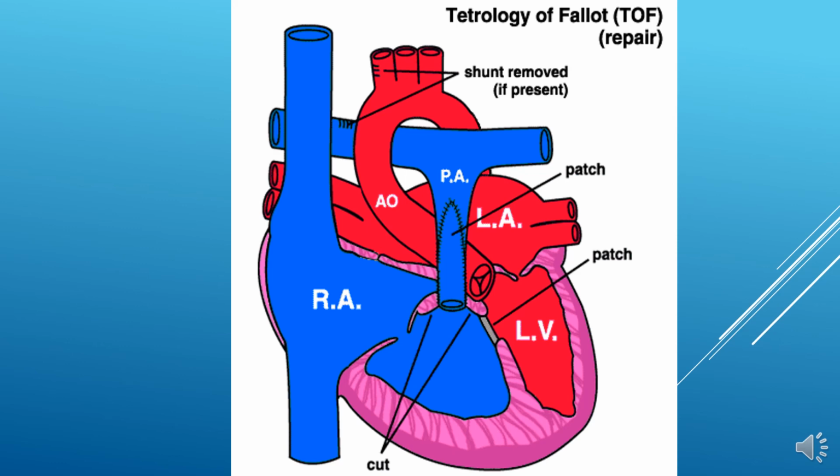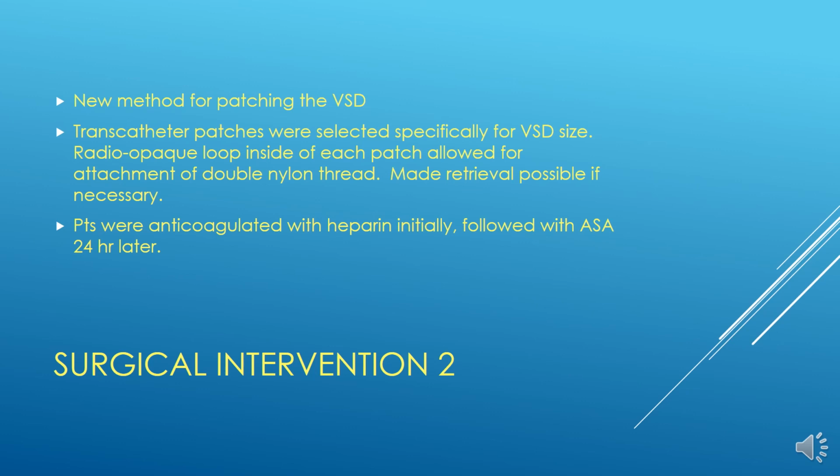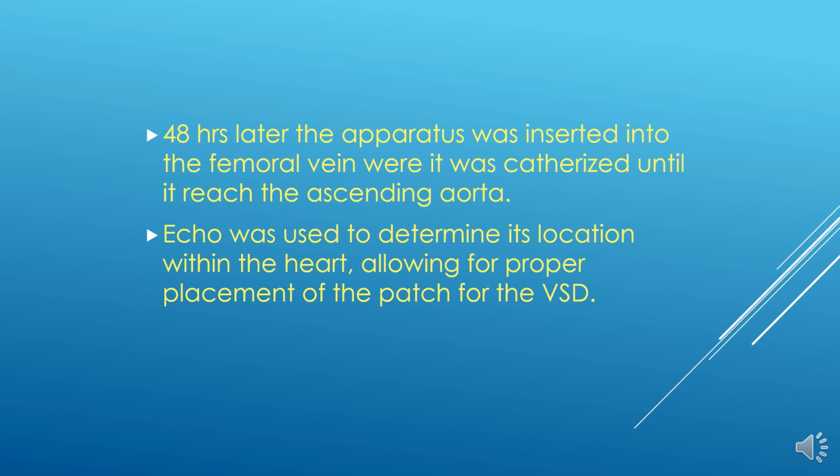So this is a repair outcome. In the new method for patching the VSD, transcatheter patches were selected specifically for the VSD size. A radio-opaque loop wire is placed inside the patch, allowing for the attachment of a double nylon thread, and making the retrieval, if necessary, possible. The patients were anticoagulated with heparin initially, followed by ASA 24 hours later. 48 hours later, the apparatus was inserted into the femoral vein, where it was catheterized until it reached the ascending aorta. Echo was used to determine its location within the heart and allow for the proper placement of the patch for the VSD.